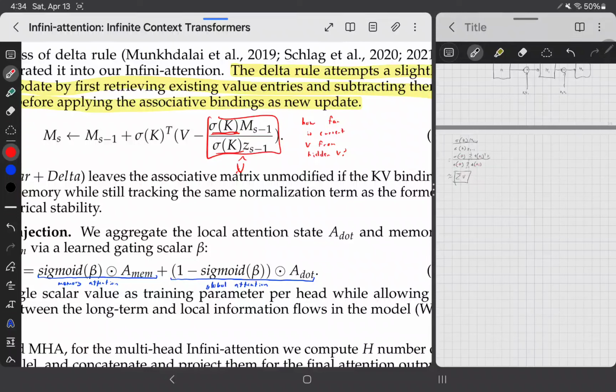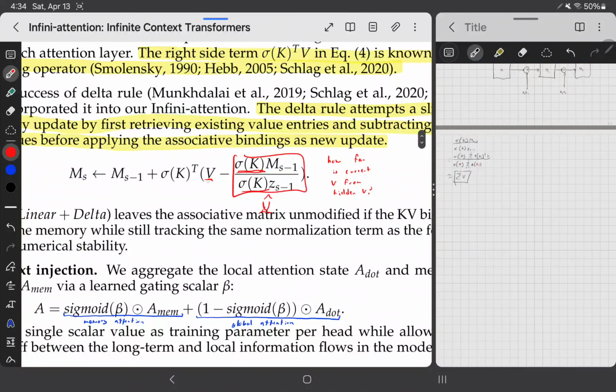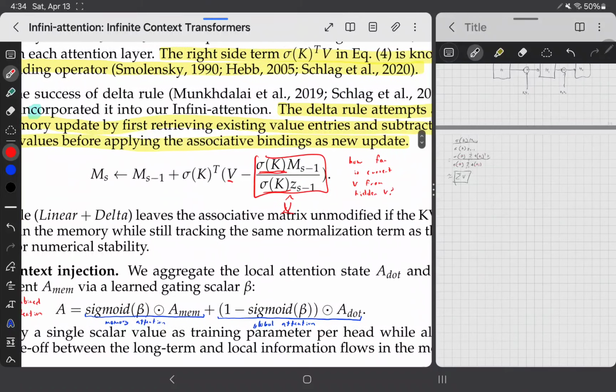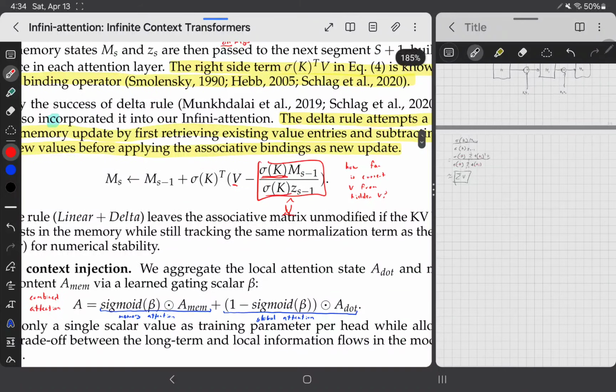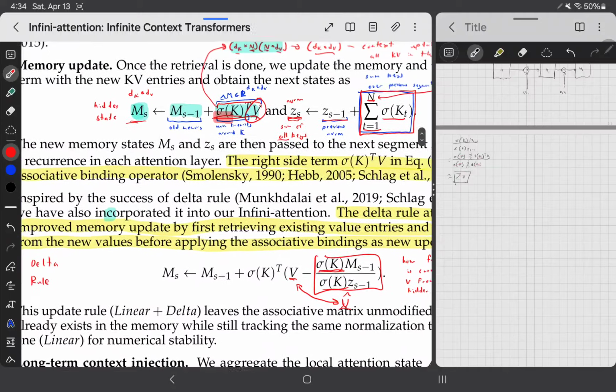And you want to see how different your current hidden state of v is from the new v that's coming in. And this is just using the delta as opposed to just updating the hidden state with v entirely. Instead, you're doing it by the difference between what your hidden v is and your new v.